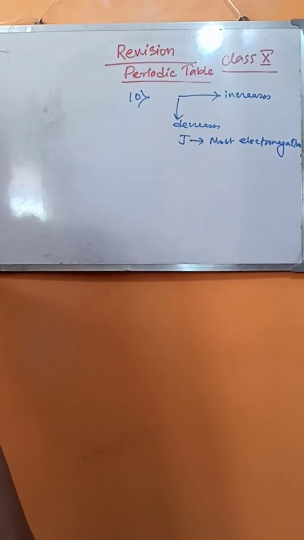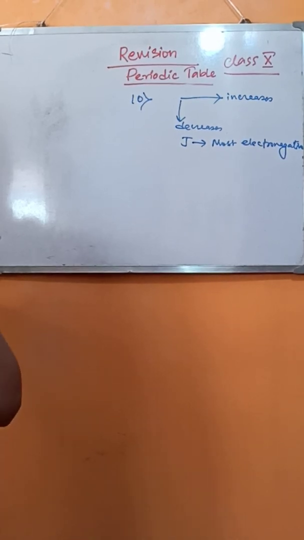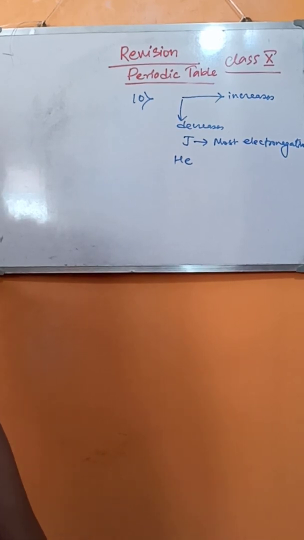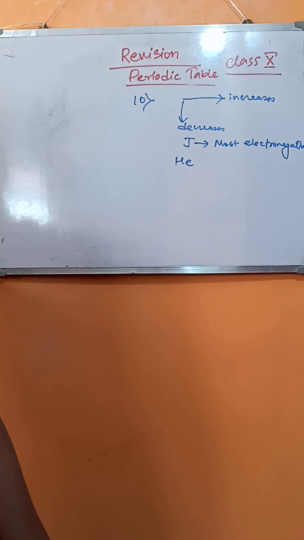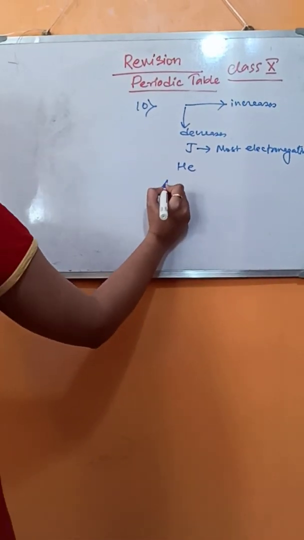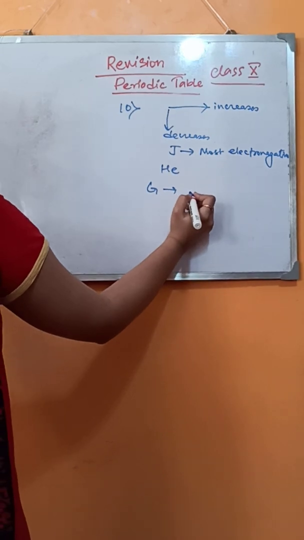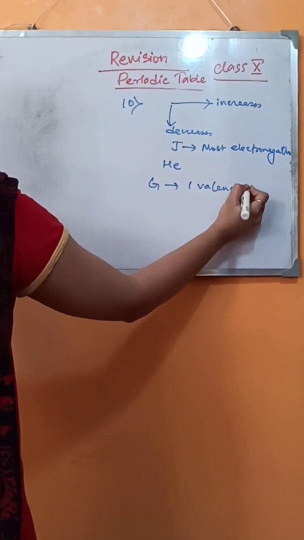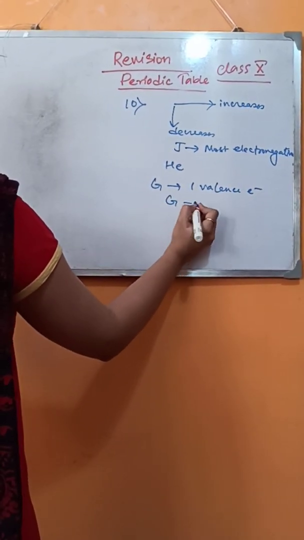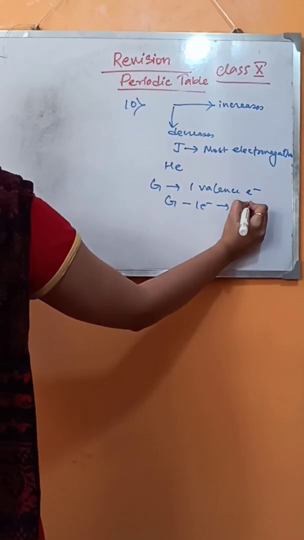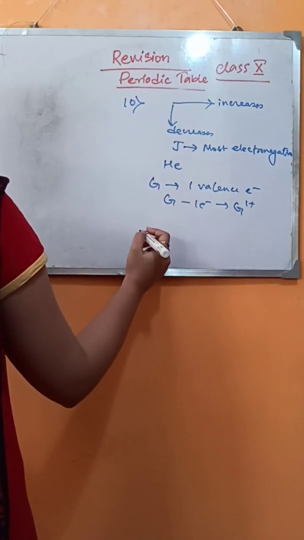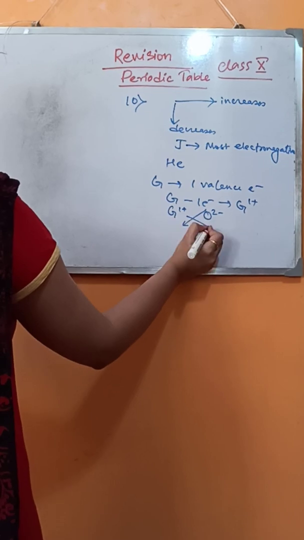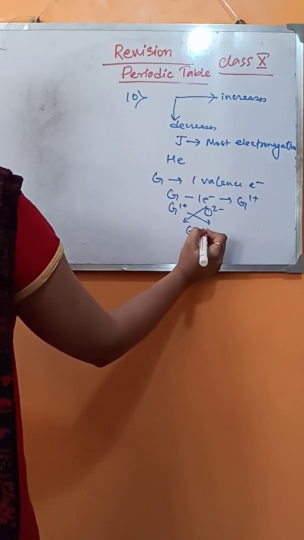Okay. Which noble gas follows the duplet rule? Helium. State the formula of the compound formed between G and oxygen. Look at G. G is in period 3 and group 1. Group 1 means 1 valence electron. So it will easily lose 1 electron to form G1 plus. And oxygen, you know, oxide. So G1 plus and O2 minus will give you G2O.